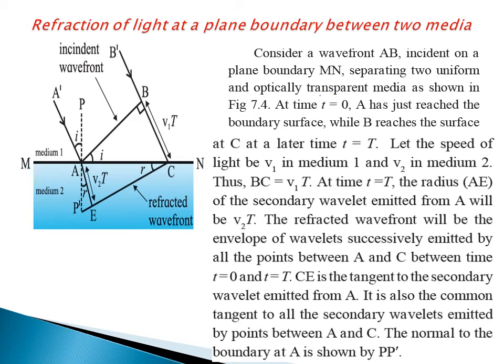Here consider two media, medium 1 and medium 2. Medium 1 is the rarer medium and medium 2 is the denser medium. Here AB is an incident wavefront, PP' is the normal, and A'A is the incident ray. The angle between the incident ray A'A and the normal PA is i, that is the angle of incidence.